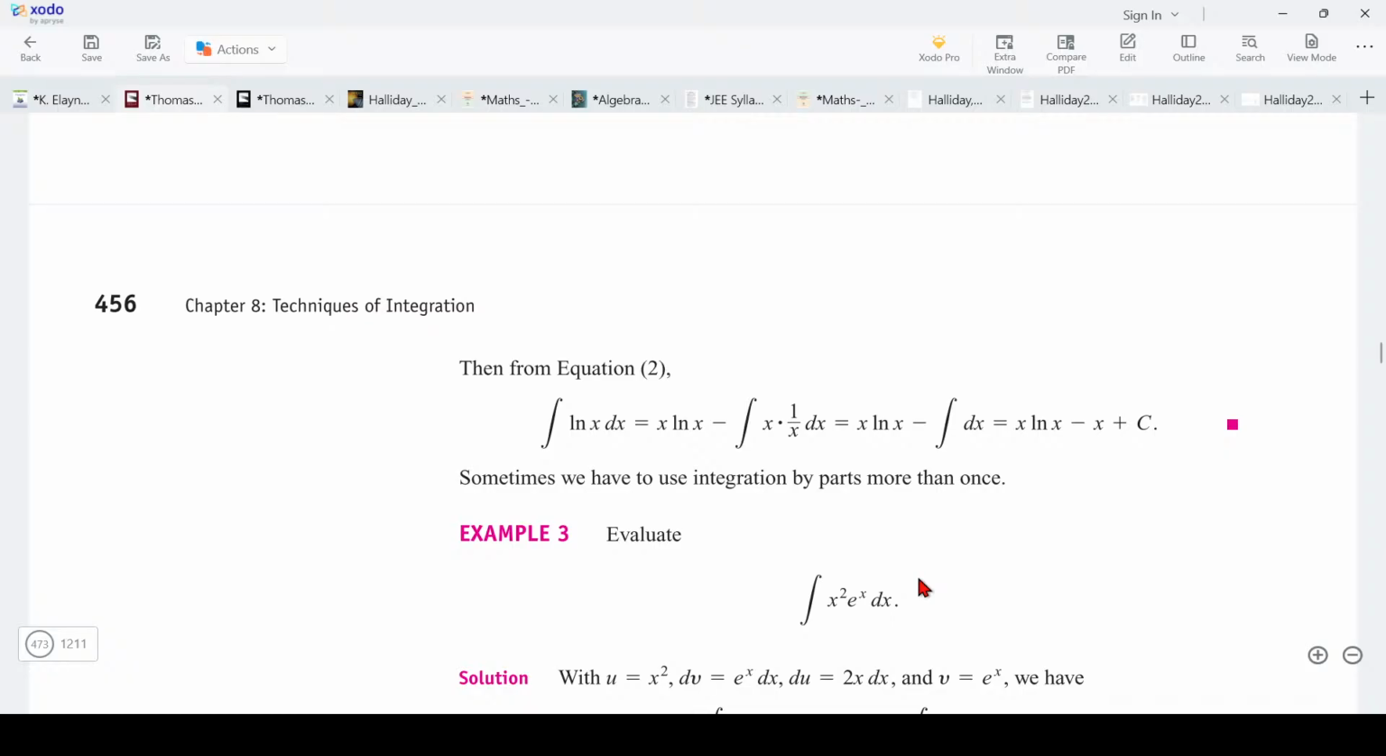Here in this case, he has taken the first function as x square, the second function as e power x dx. By the way, integral of e power x, you know it is e power x only, right? Derivative of e power x is e power x, so the integral should be the same, e power x, right? Okay, now try this.